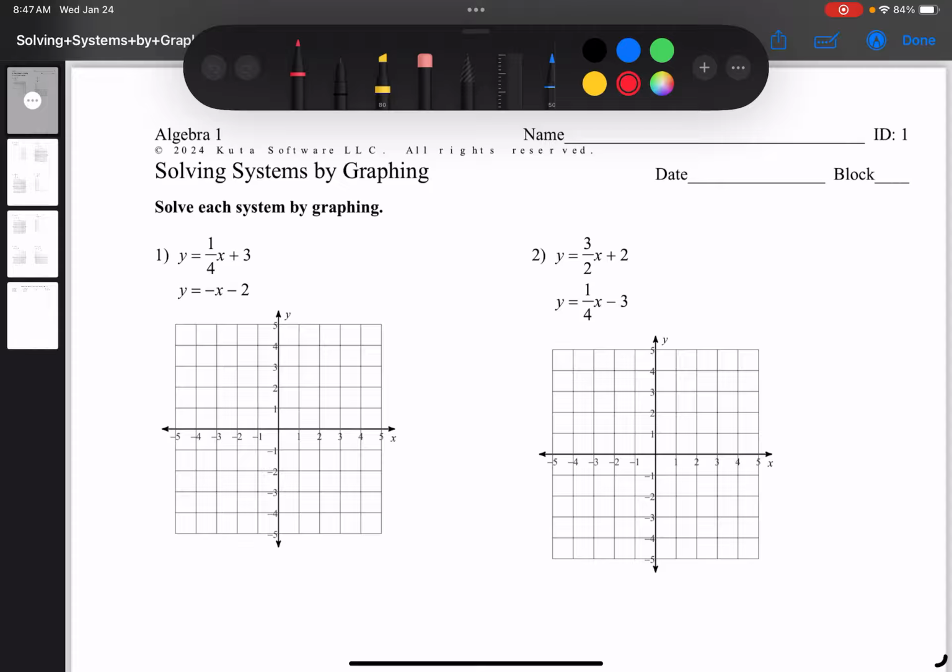I'm going to be using two different colors when I graph these. The first one I'm going to do in red, and the second one in blue. For the red one, we have y = mx + b. We start with b, and this is m. So b is 3, so we go to 3. Then we use m and do rise over run. We rise up 1 and run to the right 4, and we plot our point, and we draw our line.